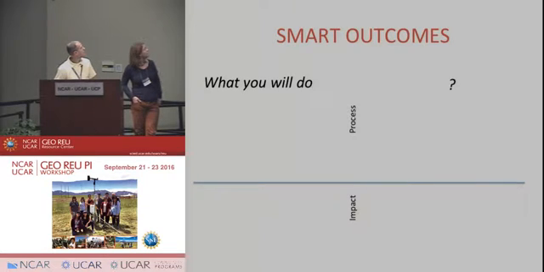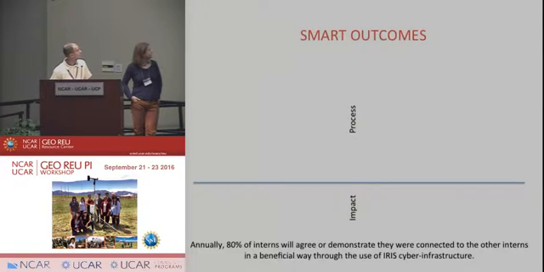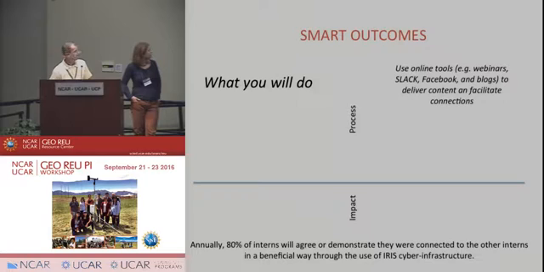So you want to think about what will you do, who you're going to do it with, and when it's going to happen. And then what do you expect as your impact at the end? What's going to change as a result of it? Again, we can think about an example from my REU, which is a distributed REU. So the students are not in one place together. They're remotely placed all over the country, and we interact through a variety of cyber infrastructure. So we're going to use online tools to deliver content and facilitate connections among the students.